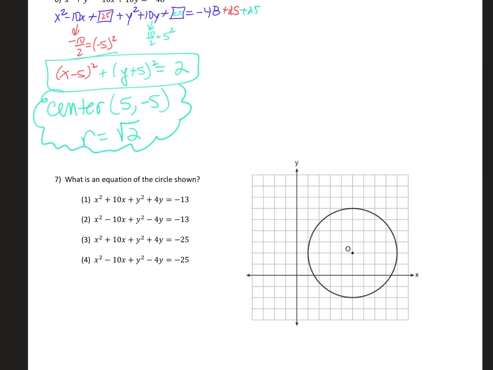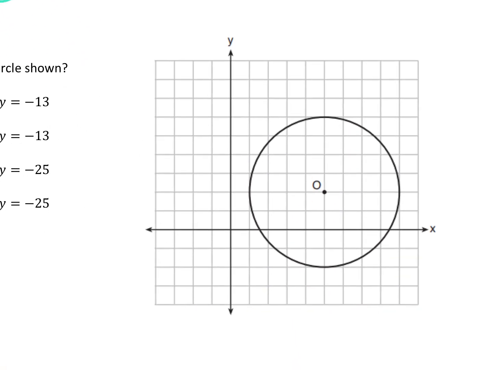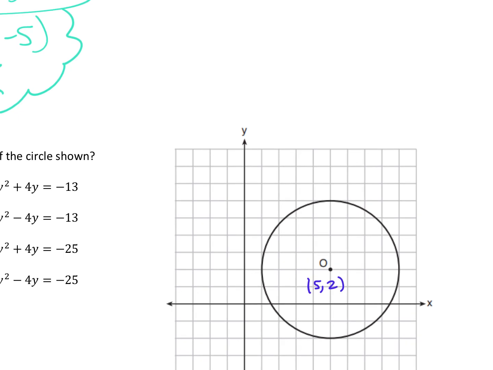Now, guys, look. They give you a picture here, and they want you to figure out which equation matches. We've got to work backwards. What is that point right there? What is O? 1, 2, 3, 4. It's 5, 2, correct? So if I was going to write my equation for the circle, I'd have x minus 5 squared plus y minus 2 squared. Do you guys agree with me? Okay. Equals radius squared. Well, how do I figure out what the radius is?